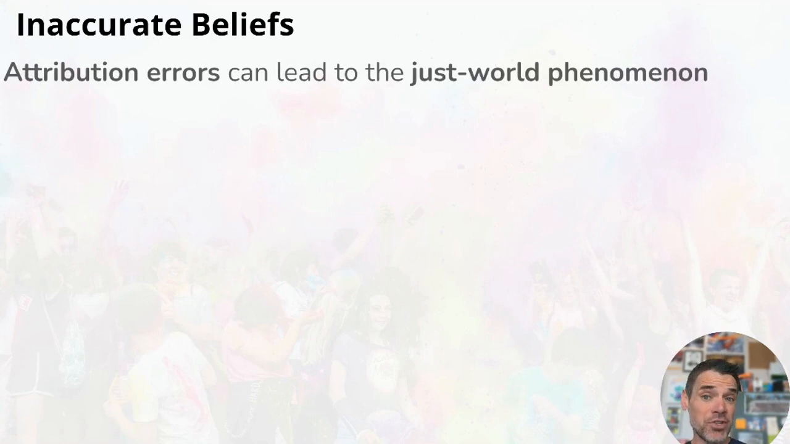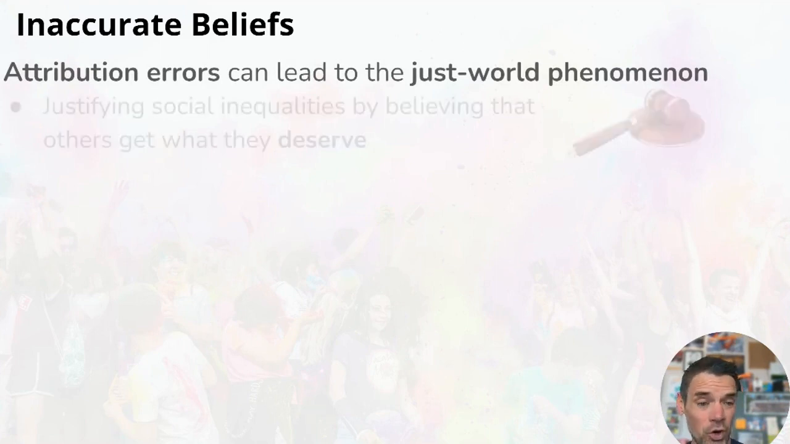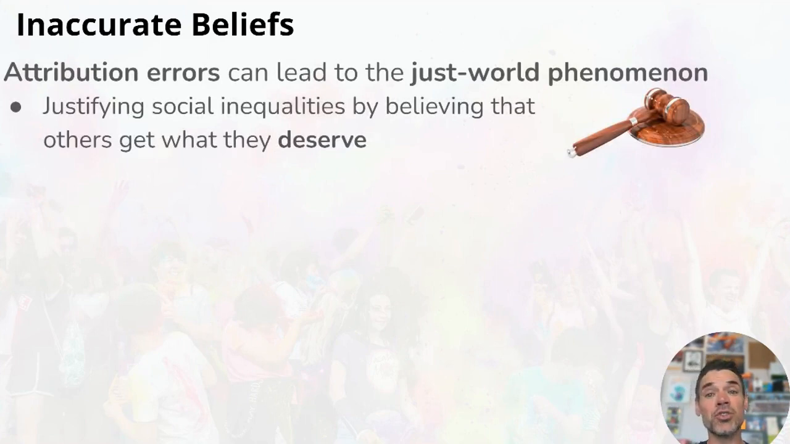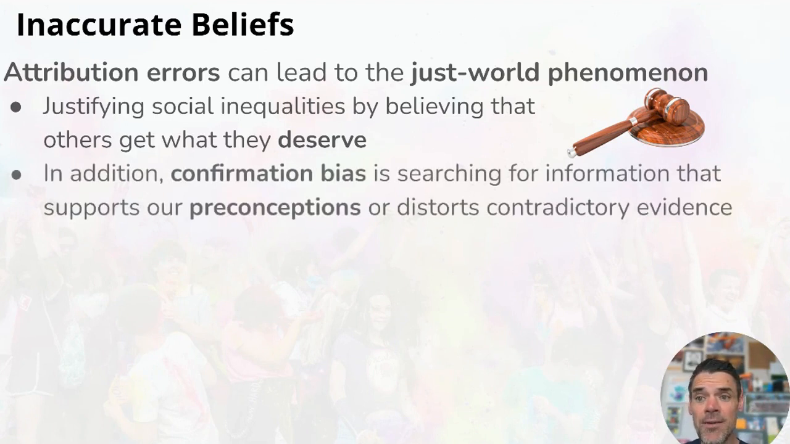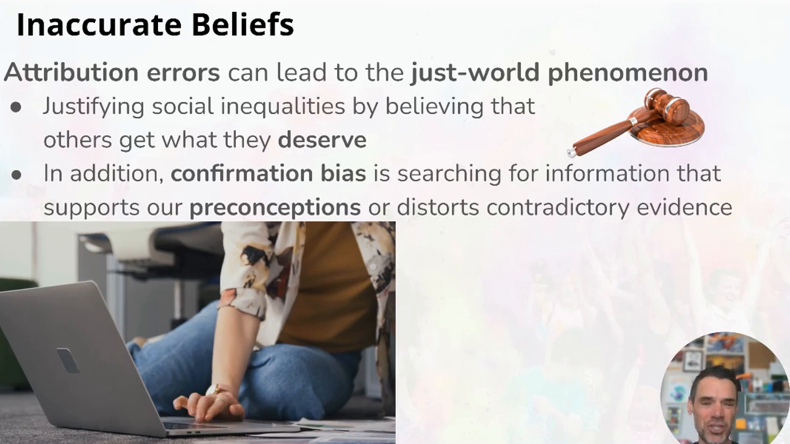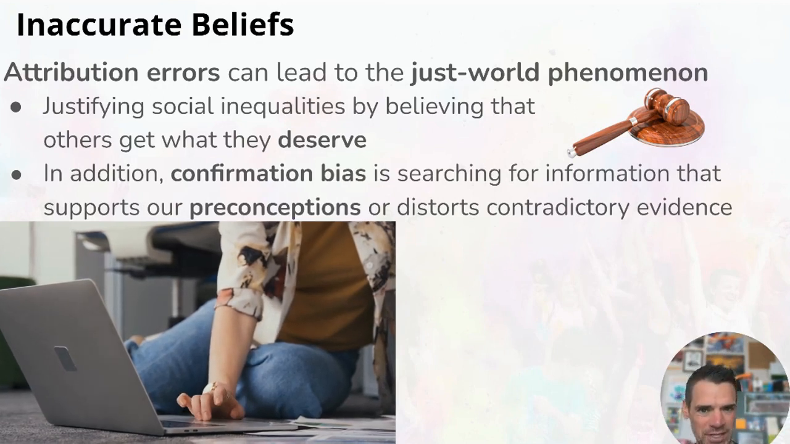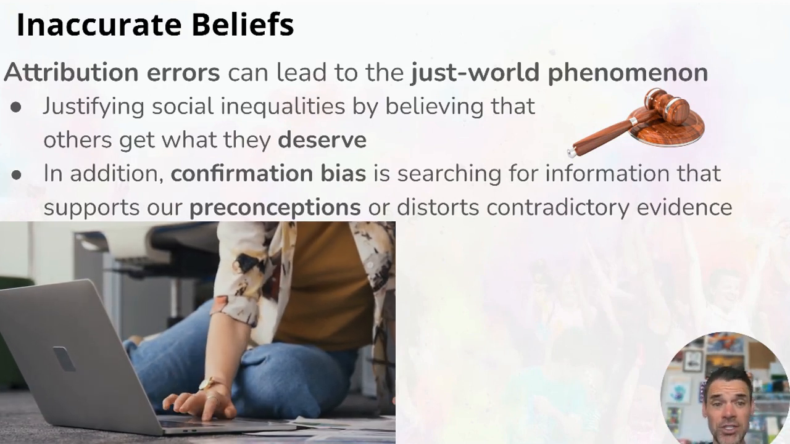Now, these attribution errors can lead to the just world phenomenon. This is when we justify social inequalities by believing that other people get what they deserve. Again, messing with that attribution error. In addition, we have confirmation bias. And you know what this is. When we search for information that supports our preconceptions or distorts contradictory evidence, right?